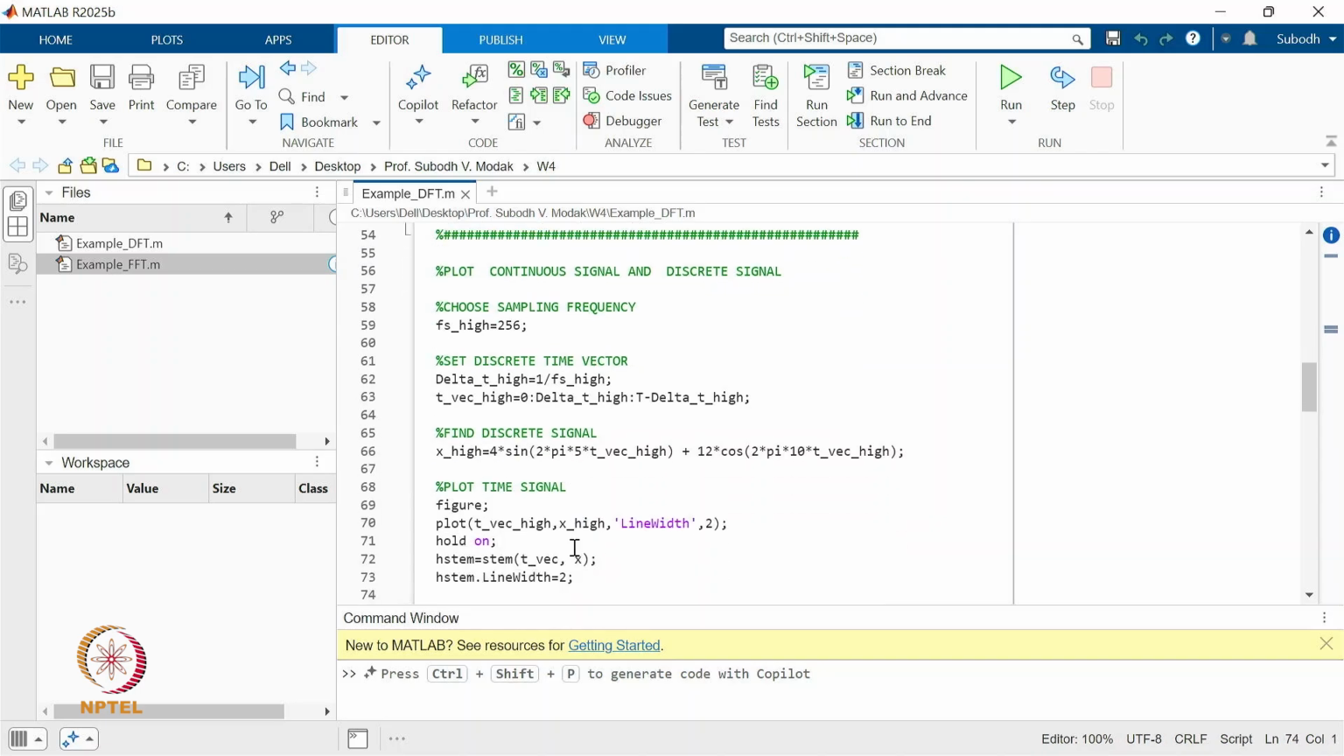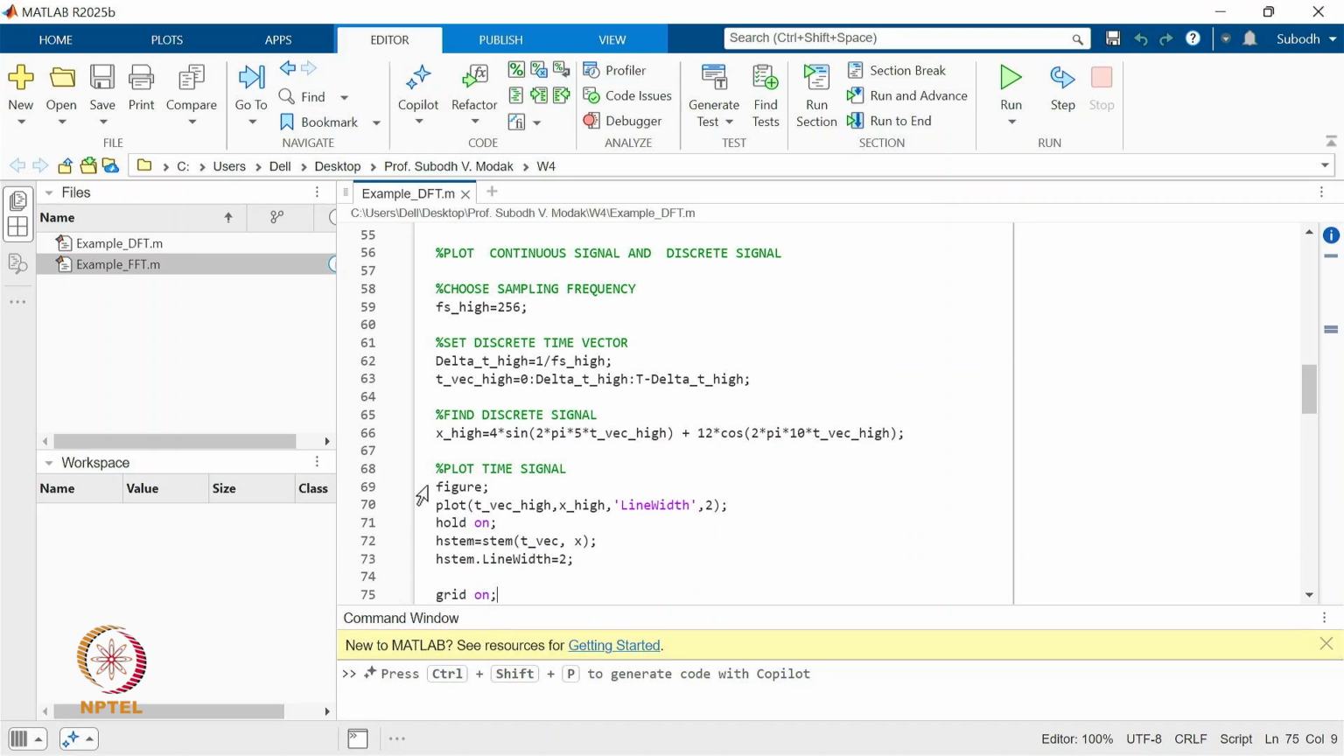Now, we are first plotting the time signal. You can see the figure command announces a new figure. Now, I am plotting here the signal sampled with the high sampling frequency. t_vec_high is the vector of the time samples, x_high is the signal samples. This will join all the points by lines, and then it will give us a feel of a continuous signal. So, this essentially plots the original time signal.